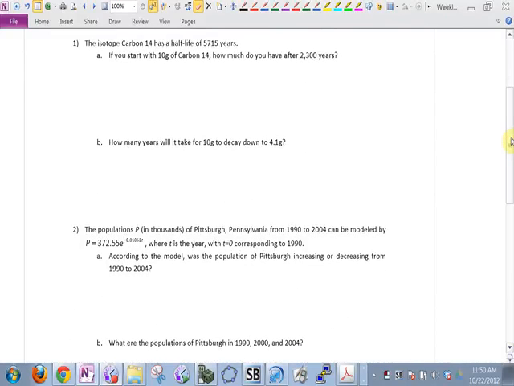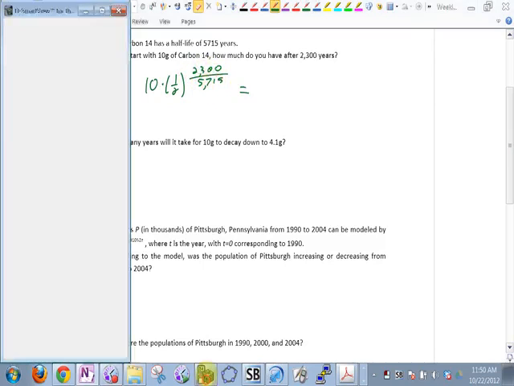Okay, the isotope carbon-14 has a half-life of 5,715, roughly. If you start off with 10 grams, how much do you have after 2,300? So that is just 10 times 1/2 to the 2,300 divided by 5,715. And so you just plug that in your calculator.